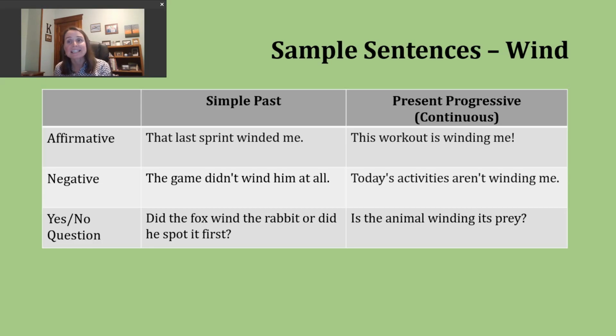So if my subject is I, I'm going to say am, and then the ing form of the verb. But if my subject is you, we, or they, I'll use are, and then the ing form of the verb. Finally, if my subject is he, she, or it, I'll use is, and then that ing form of the verb. Let's look at our affirmative example.